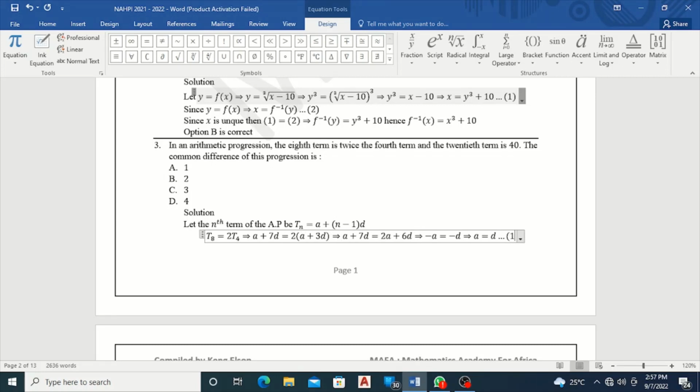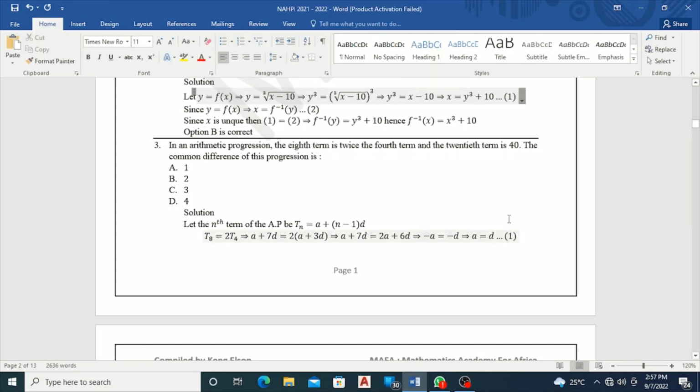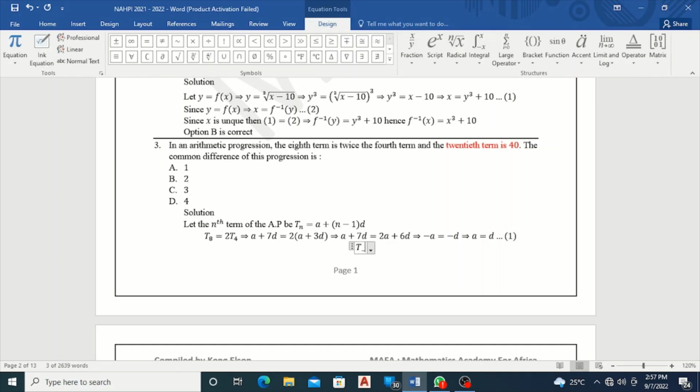Maybe I can call this equation 1. Alright, the next information is that the 20th term is 40. So the 20th term is 40 means that t of 20 is equal to 40. Now what is t of 20? You just go to your t of n and replace n with 20. So we get a plus 20 minus 1, which is 19d, and it is equal to 40.